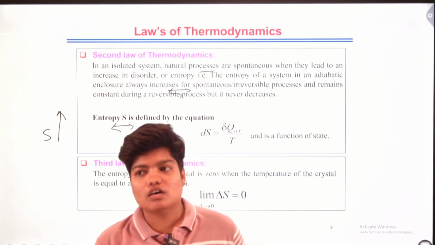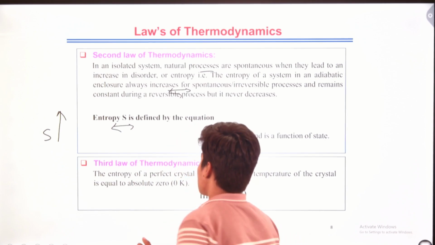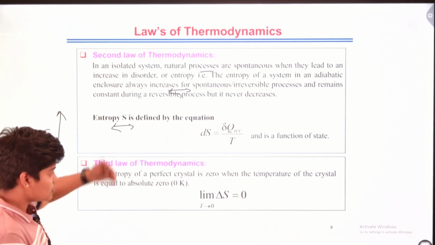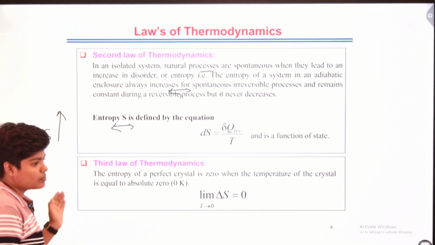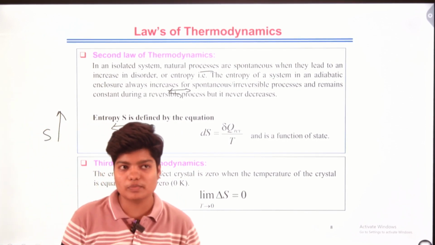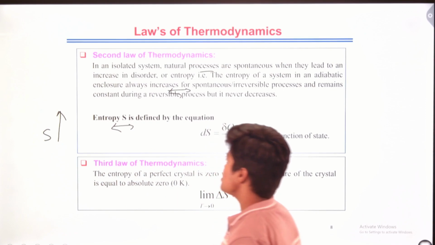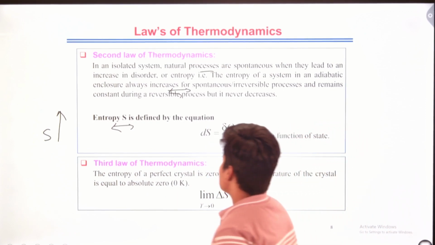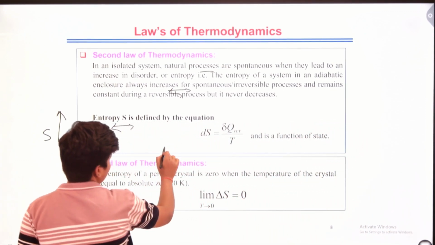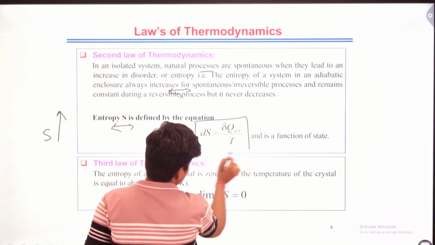Irreversible means some work done is going to happen, but the system will never change to its previous position. Reversible means it can be changed, but irreversible means it cannot be changed. Okay, the change will be permanent. So the entropy is defined by the equation dS = δQ reversible by T.